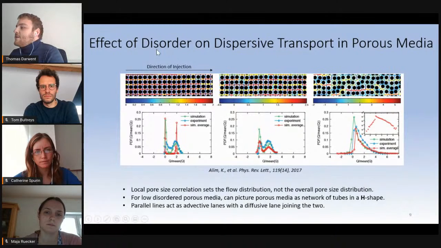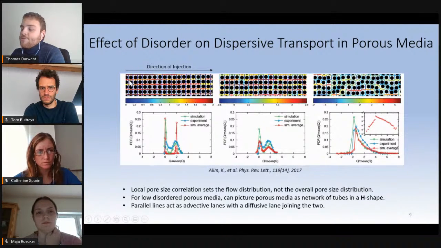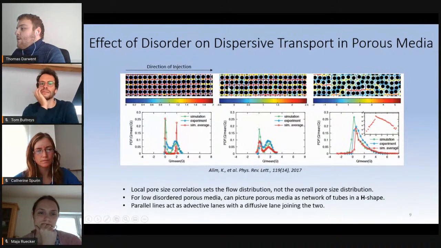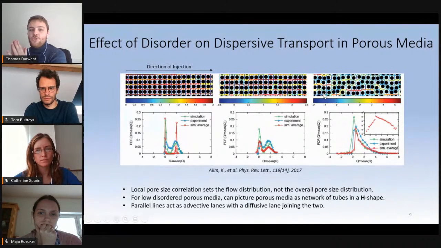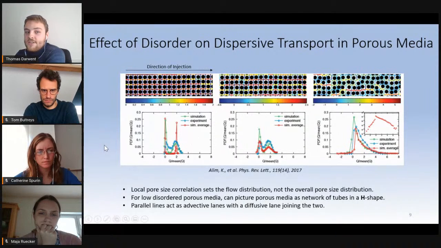The second project, again looking at disorder, involved dispersive transport in porous media. This followed on from some work by our colleague Karen Alim, where if you have a system of pillars, you can imagine the space between those pillars as tubes, so what you have is a network of tubes. As you increase the disorder of the system by randomly varying the position of each pillar, you then change the tube sizes and the tube angles. What she showed was that it's the standard distribution of these tube sizes that actually affects the overall flow distribution. And we followed on from this by doing experiments looking at dispersive transport in these kinds of systems.